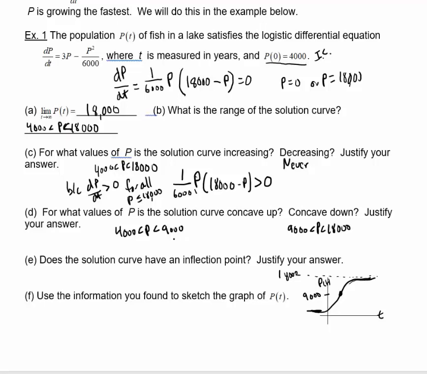And that's because my second derivative was either going to be positive or it's going to end up being negative. So does the solution curve have a point of inflection? Yes. And that would occur at p equal to 9,000. And for your justification on the AP exam, you don't actually have to do the second derivative, because all you have to say is because that is half the carrying capacity.